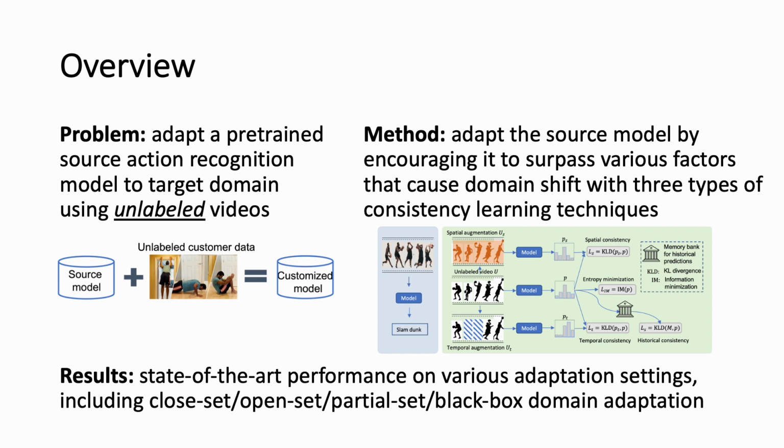So here is an overview of our work. We studied the problem of adapting a pre-trained source action recognition model to the target domain using unlabeled videos. We proposed a method which aims to adapt the source model by encouraging it to surpass various factors that cause domain shift with three types of consistency learning techniques. Here is our model. We will introduce the details.